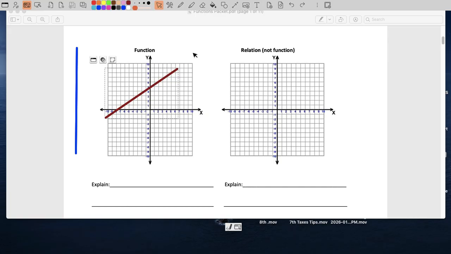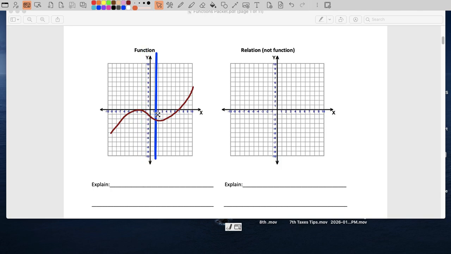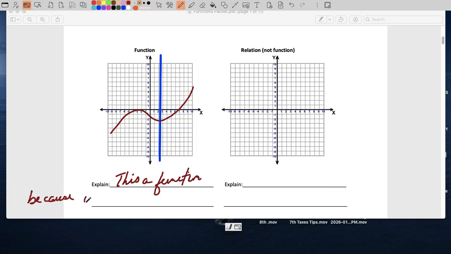Let me give you a different example. So let's say you had a line that looks like that. I'll do a vertical line test. As I move this vertical line across that function, does it make contact in only one place at any given point in time? Yes, it does. So this is a function. This is a function because it passes the vertical line test.